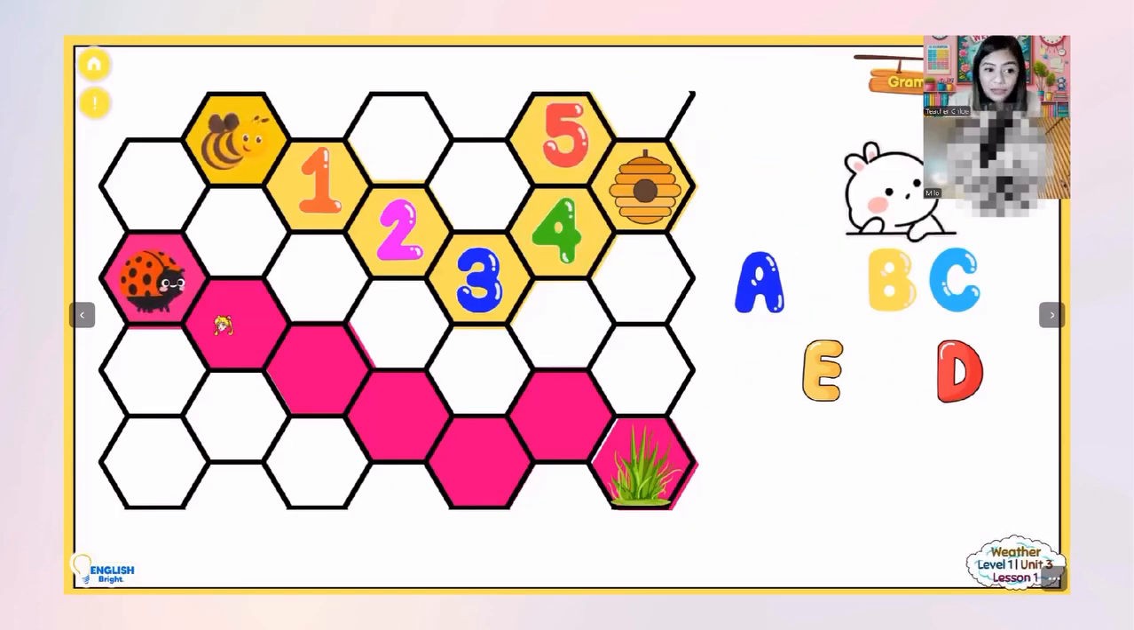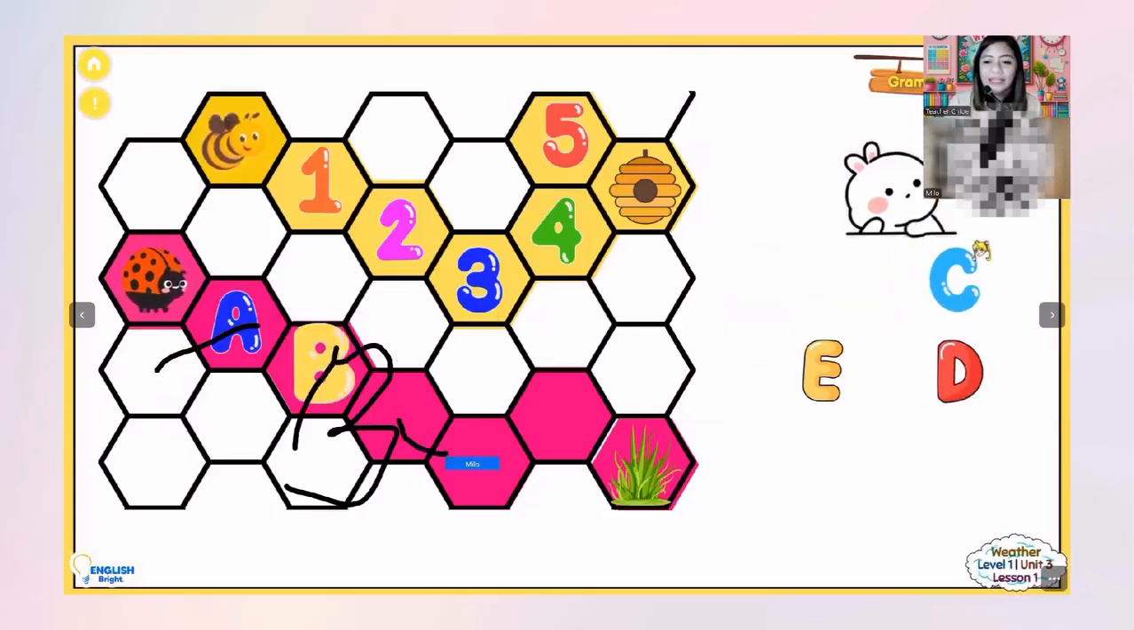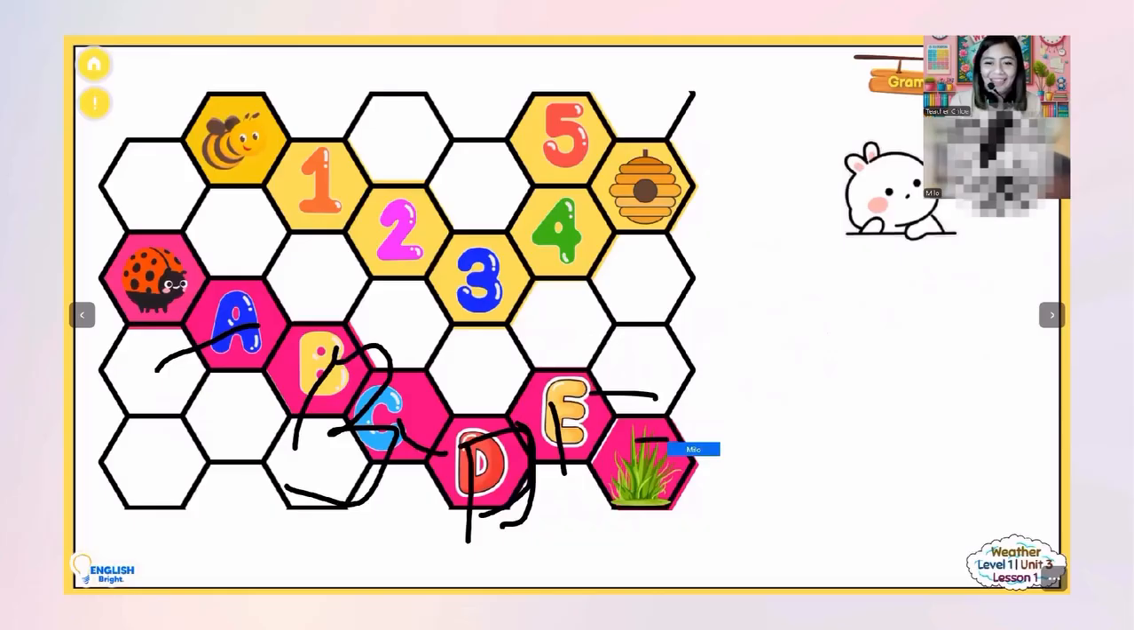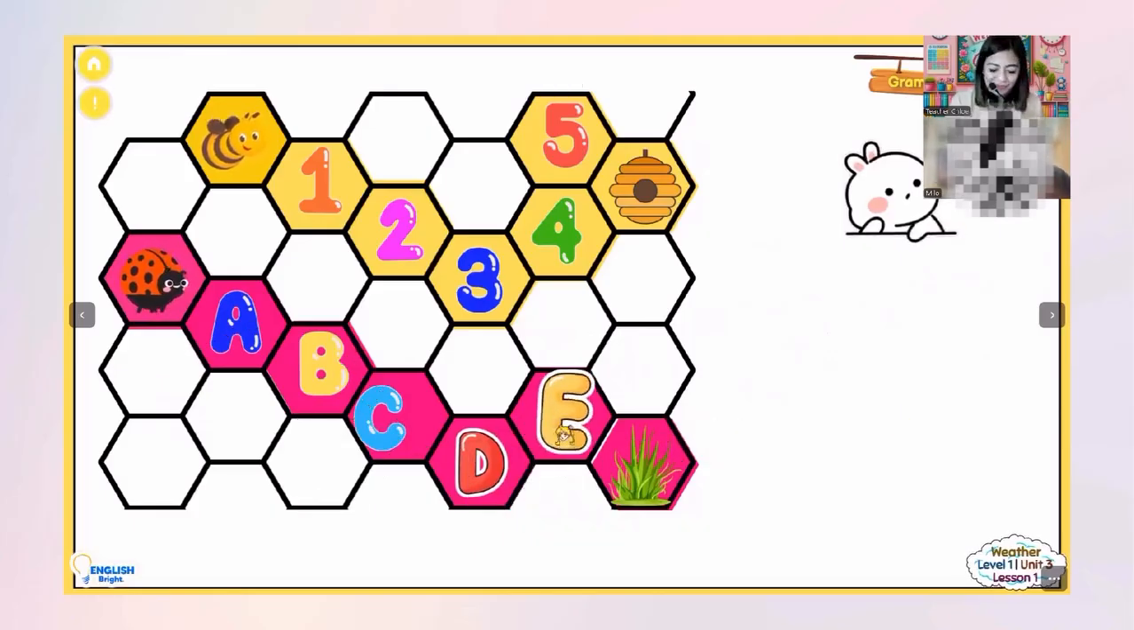Now let's put the letters on the pink boxes. What is the first one? A. Let's say letter. Letter B. Letter C. Letter D. Letter E. Letter F.